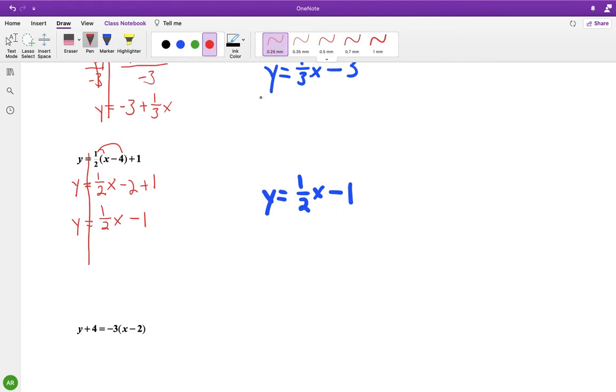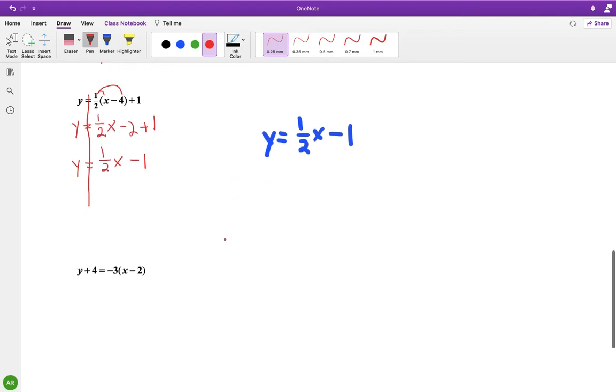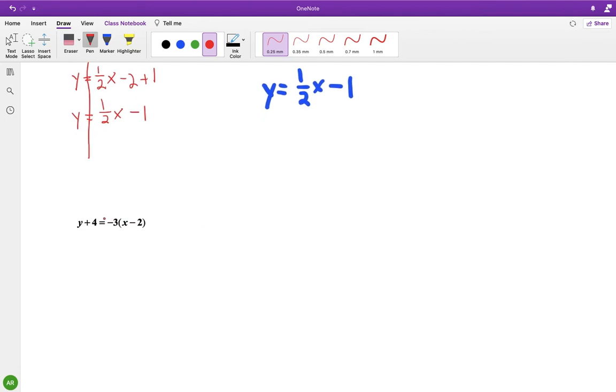Okay, last example. Like I said, if you need to pause or go back and review any of these, feel free to do so. You can do this at your own pace. Okay. Same basic idea. I need to simplify the right side. So I'm going to distribute that in. After I'm done distributing, I have negative 3x. Negative 3 multiplied by negative 2 is positive 6. Okay, now only thing I have left to do is to subtract the 4 from both sides in order to get the y completely isolated.